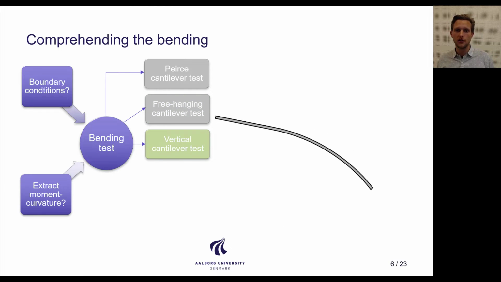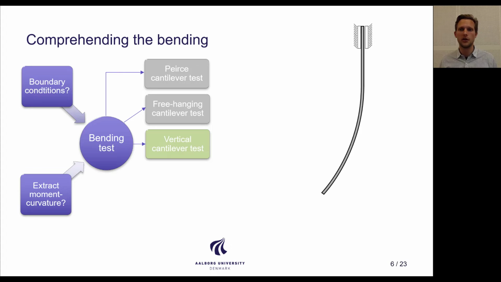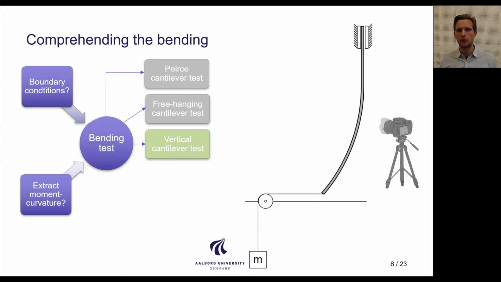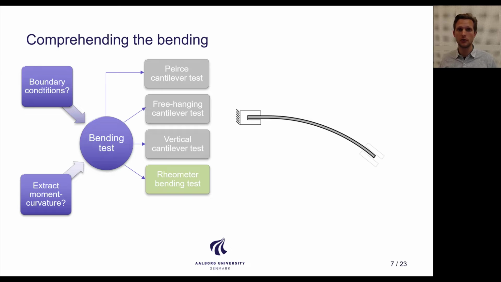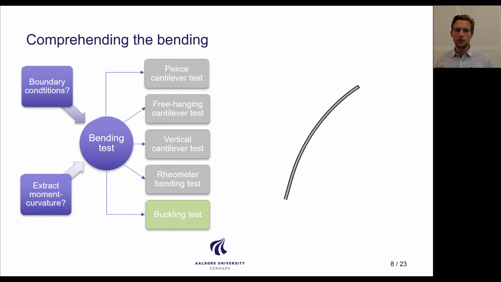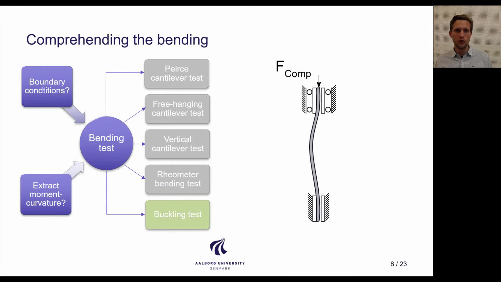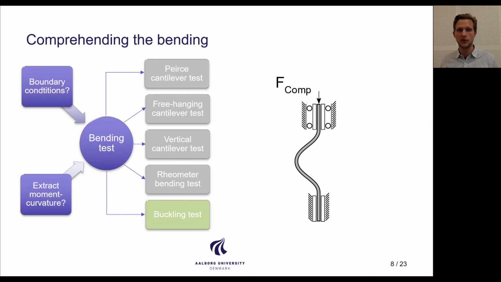The same setup can also be done vertically, and this gives a little bit better control of the loading compared to just using gravity. We can also impose the rotation more directly using a rotational rheometer, and then we can record the moment. And lastly, we could also use a universal testing machine to compress the fabric and then study the buckling and post-buckling responses.